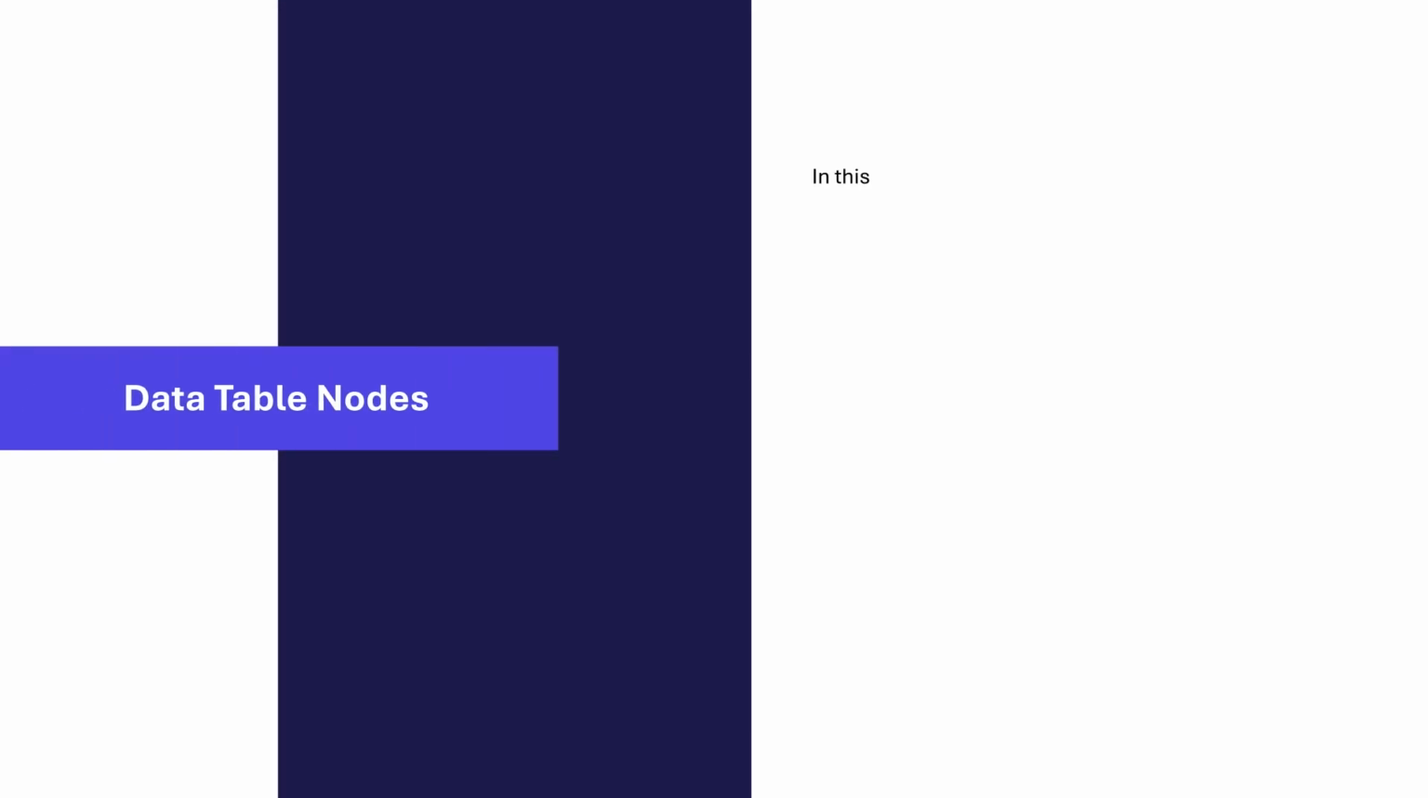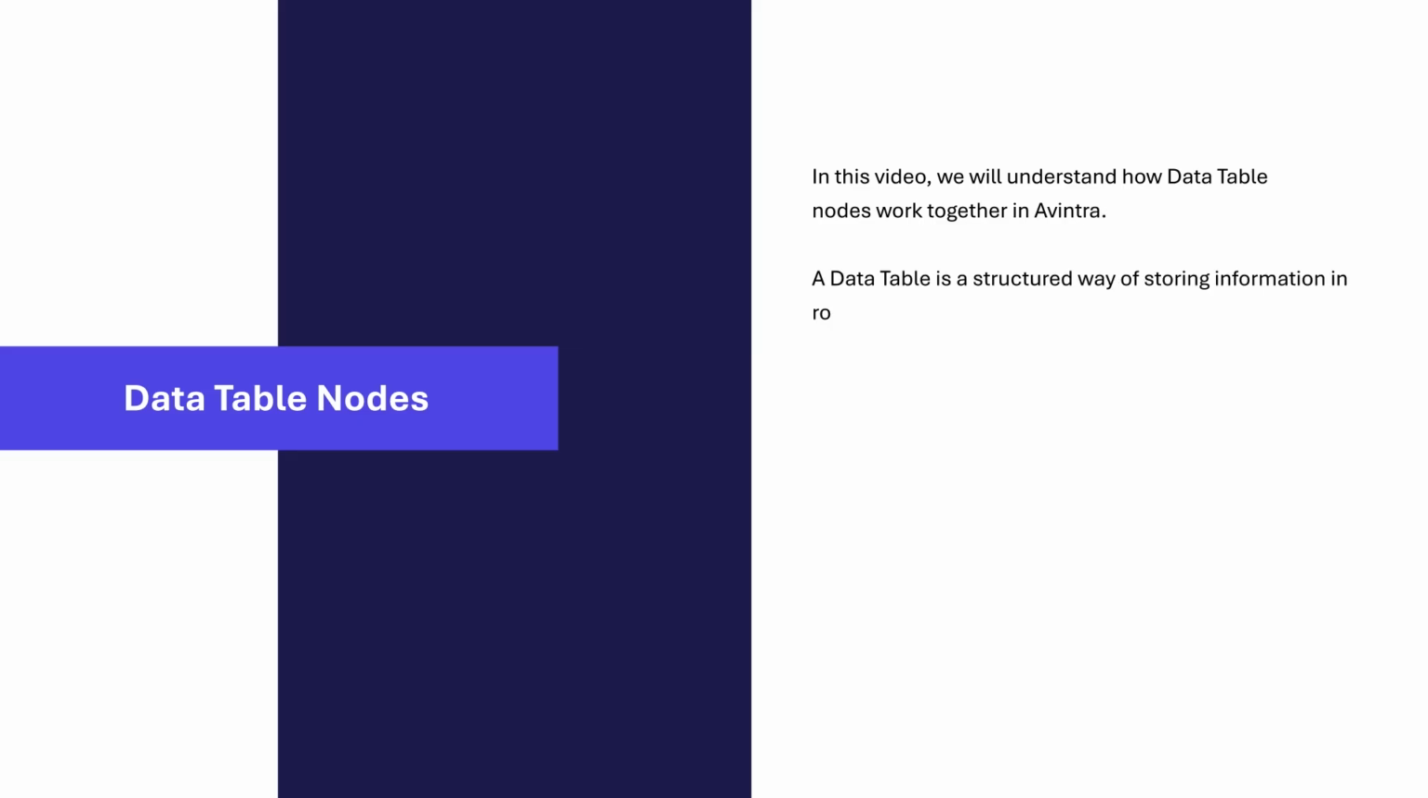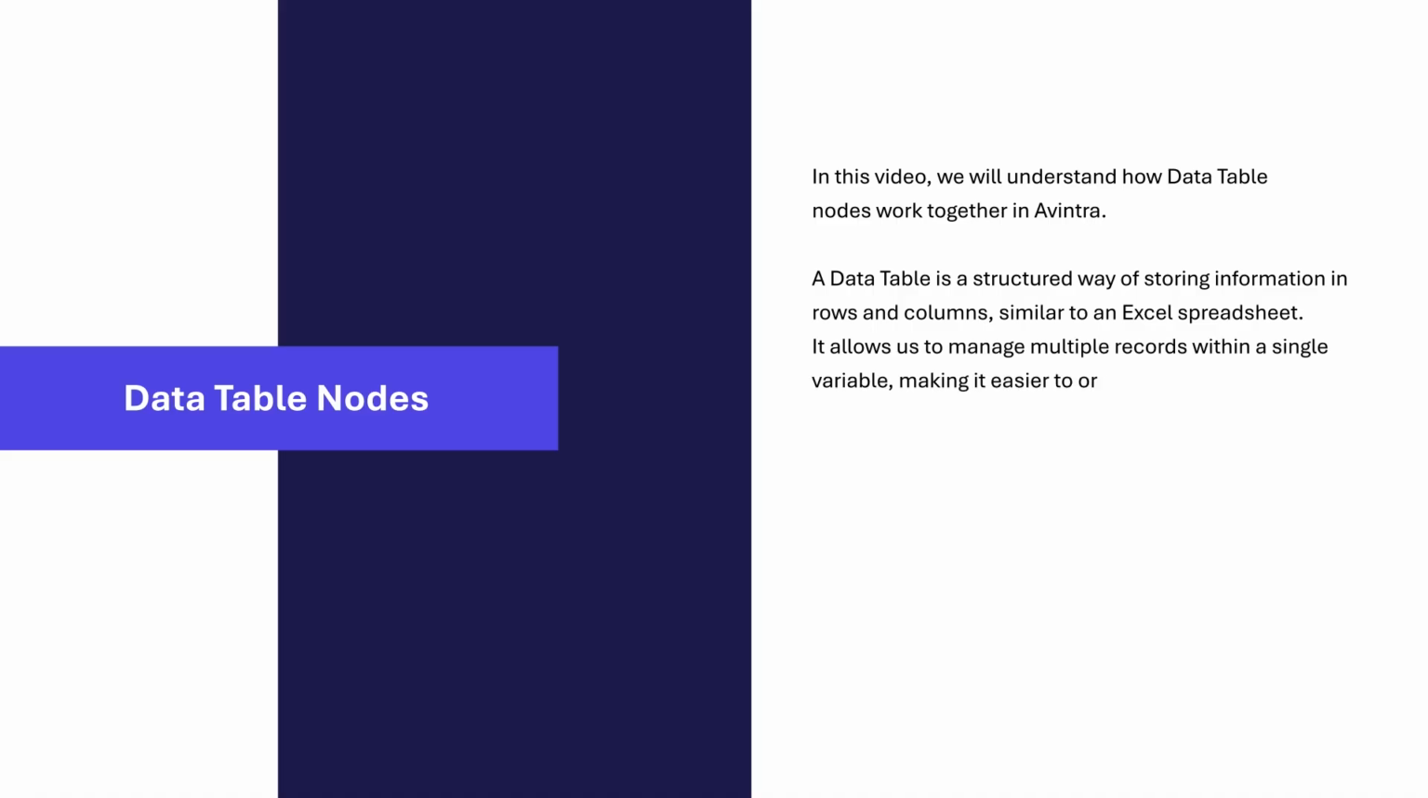In this video, we will understand how data table nodes work together in Avintra. A data table is a structured way of storing information in rows and columns, similar to an Excel spreadsheet. It allows us to manage multiple records within a single variable, making it easier to organize, process, and analyze data.